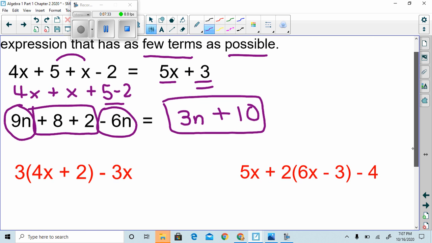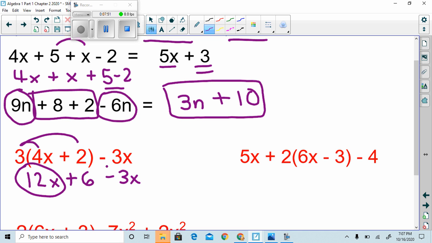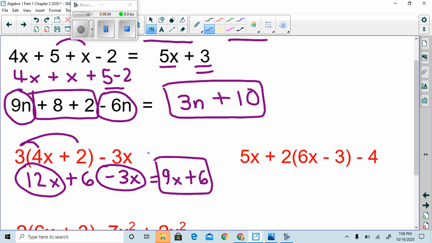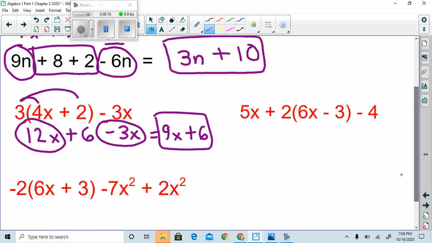In your next problem, you're going to have a distribution here. You need to distribute the 3 to the 4x and to the 2. I now have 12x plus 6 minus 3x. Again, like terms can be combined. 12x minus 3x is 9x plus 6. It's now an algebraic or variable term that's simplified. I'd like you to try the next 2, and we'll discuss these in class.